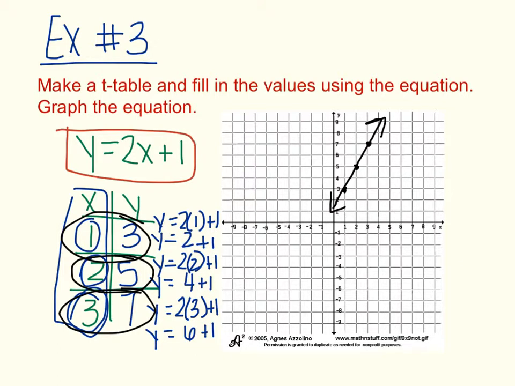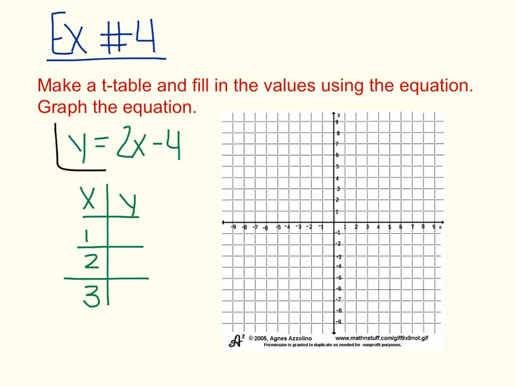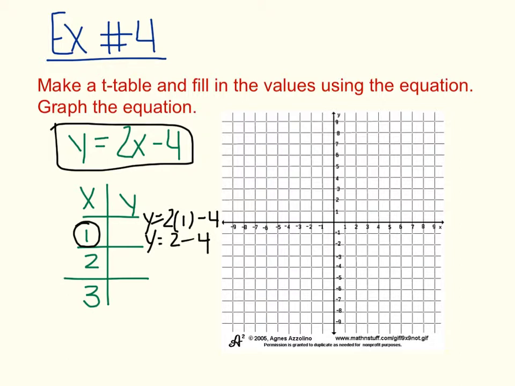Last one, we have y equals 2x minus 4. First one is to put in a 1 in place of the x. Remember, if they don't give you the values for x, you can choose. Sometimes they will tell you what they want you to put in for x. So y equals 2 times 1 minus 4. Y equals 2 times 1 is 2 minus 4. Remember, think about it on a number line. You can even draw it out if you want. It is going to be a negative 2.